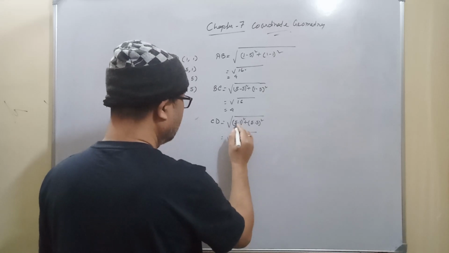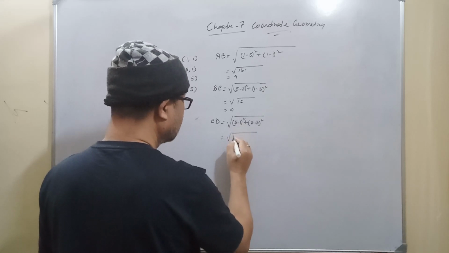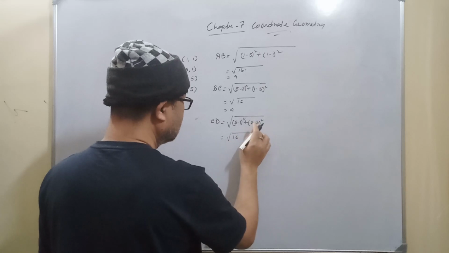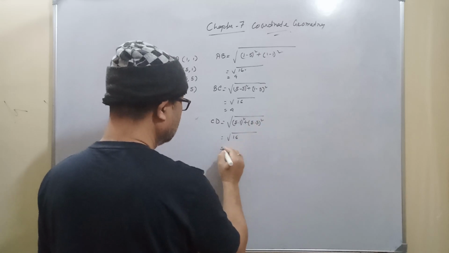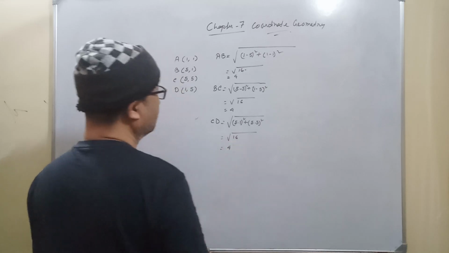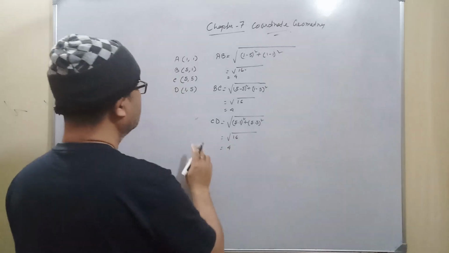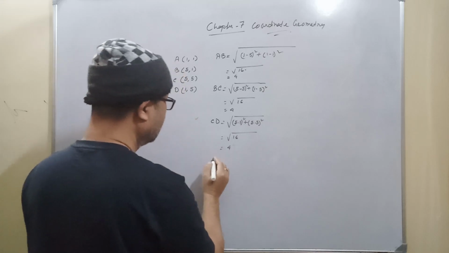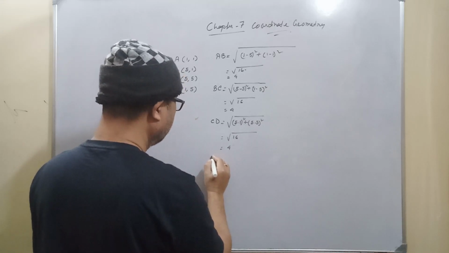This is equal to 5 minus 1 is 4, 4 square is 16, 5 minus 5 is 0, 0 square is 0. So 16, we get 4. Then AD or DA.